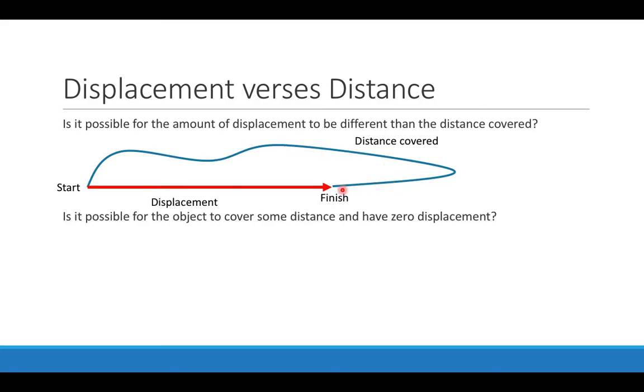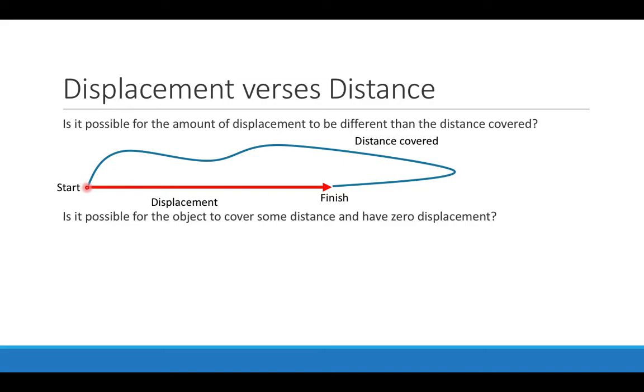The displacement, however, is just a line that starts at the start, ends at the finish, and the displacement would be the distance from the start to the finish along a line connecting the start to the finish. So my displacement, this line, is definitely shorter than this distance covered over here. Now obviously this is a two-dimensional picture and we're considering just one dimension, but the idea still works the same way here, that it's possible that the displacement is different than the distance covered.